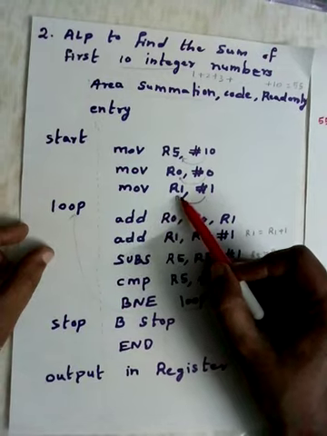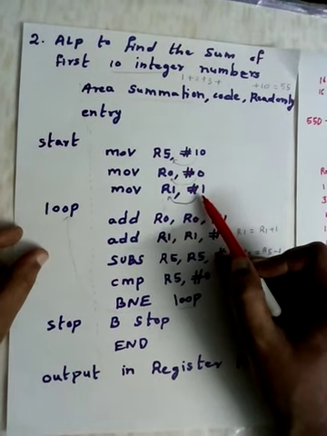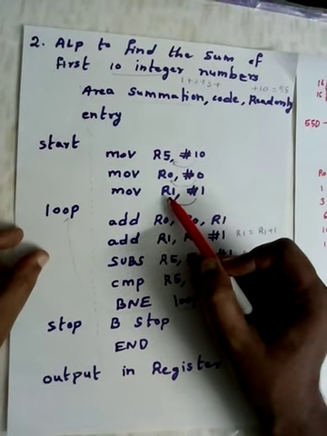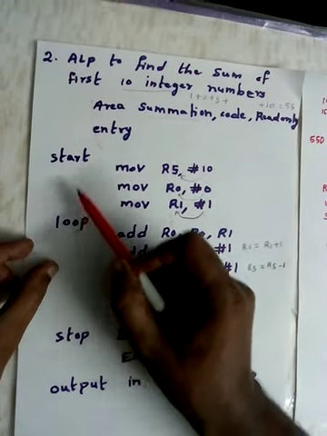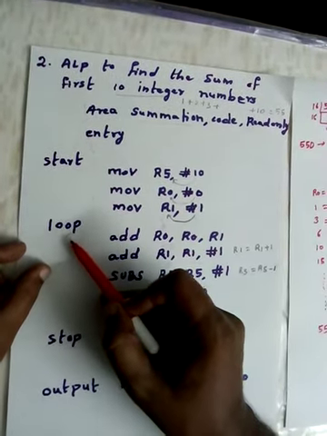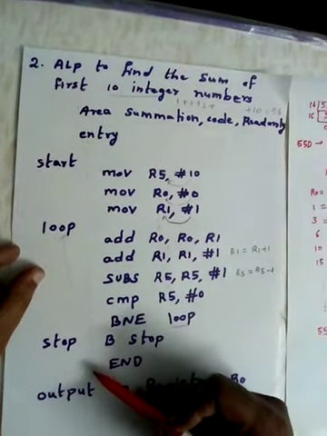Now MOV R1, #1. The value 1 will go and be stored in R1. Next we are going to the loop, which is the label. See, all these have a tab space, and this one is without tab space. In the Keil software we are going to write it down like this.